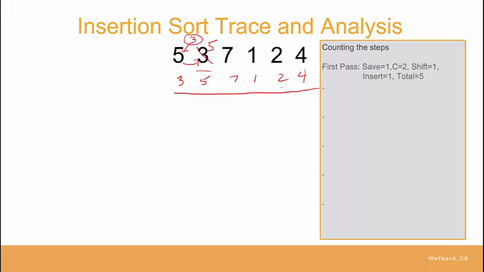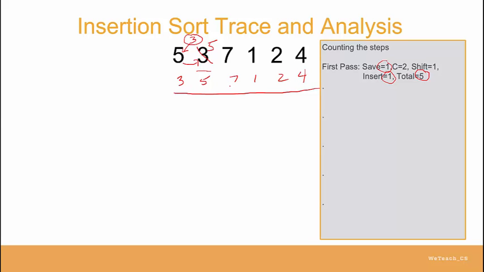To count this, we're going to consider 4 things. We always have the initial save step and the final insertion step. And then we have several comparisons in between. We'll always have one less shift than the number of comparisons because the final comparison is the one that finds the best place. So here we had one shift, but we compared it to the 5 and to the step out of bounds. So our total is 5 steps for this one.